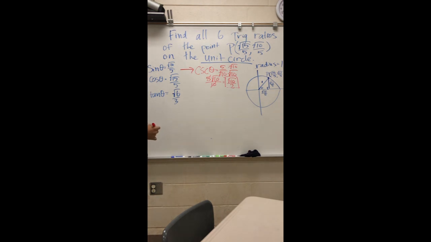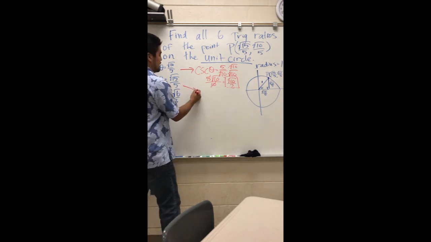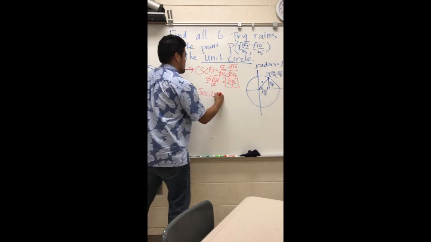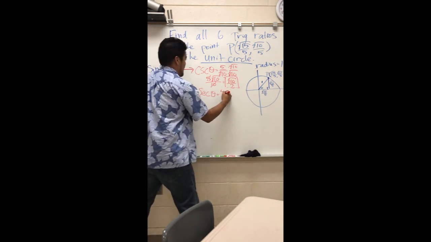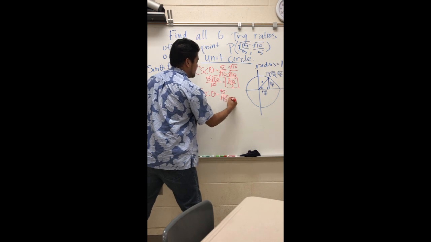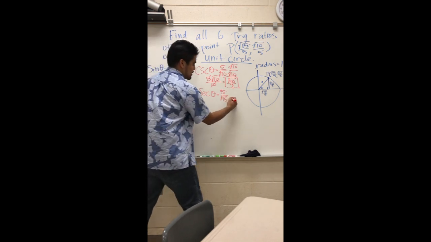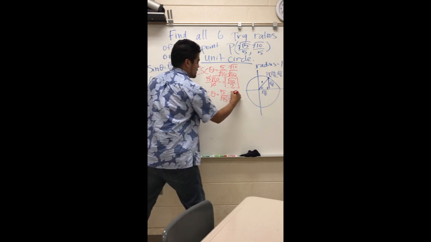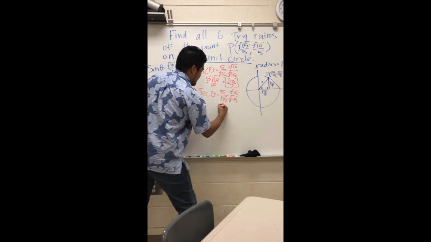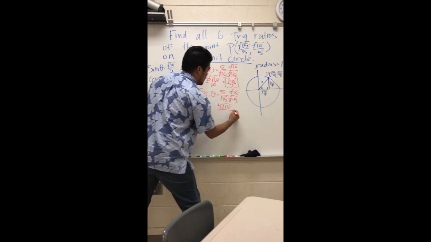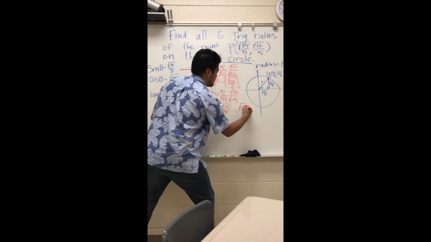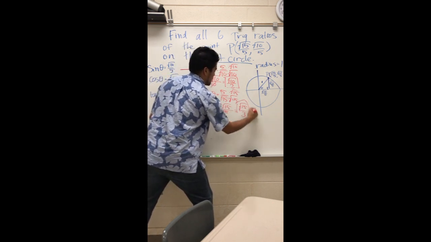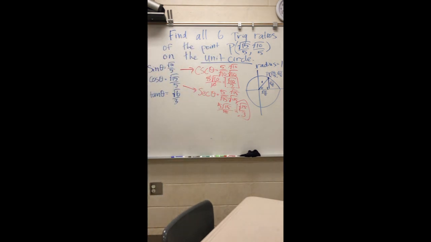Next is our cosine. We can change that to our secant theta, which is equal to 5 over radical 15. Rationalize again. We got 5 radical 15 all over 15. Cancel, cancel. We got radical 15 over 3. There's our secant. And last but not least, we have our tangent.